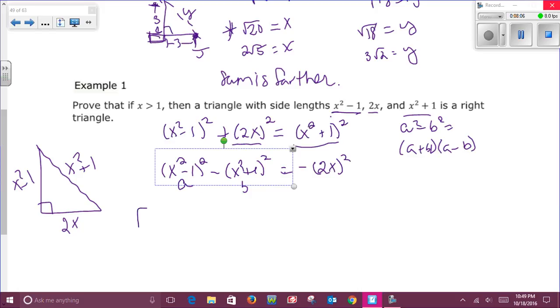And when I do that, I'm going to have x squared minus 1 as A.